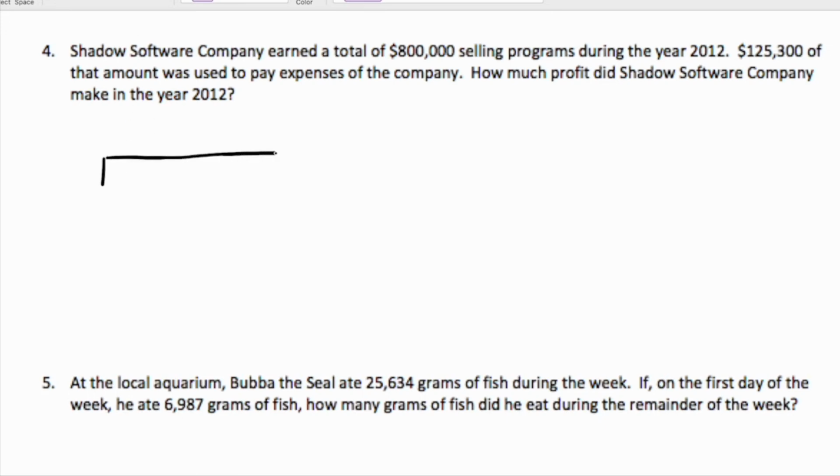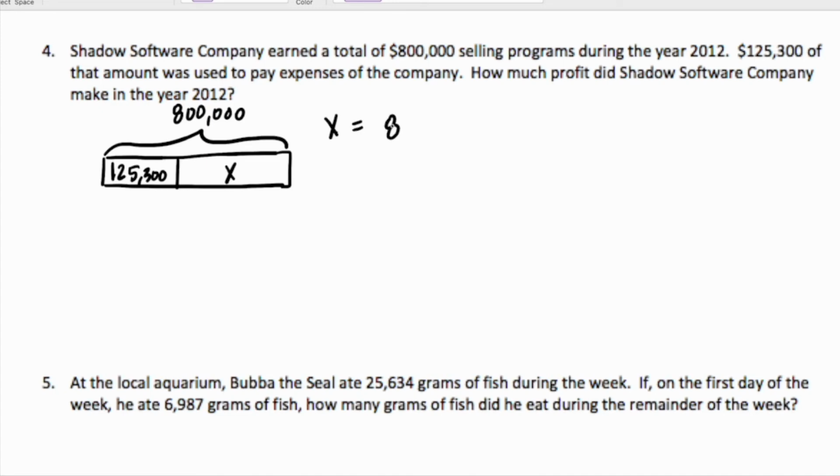Well, we know the total. They tell us that part of that amount was $125,300. We need to know their profit. This was their expense. We need to know their profit. So we're going to subtract their total of $800,000 minus their expenses of $125,300.